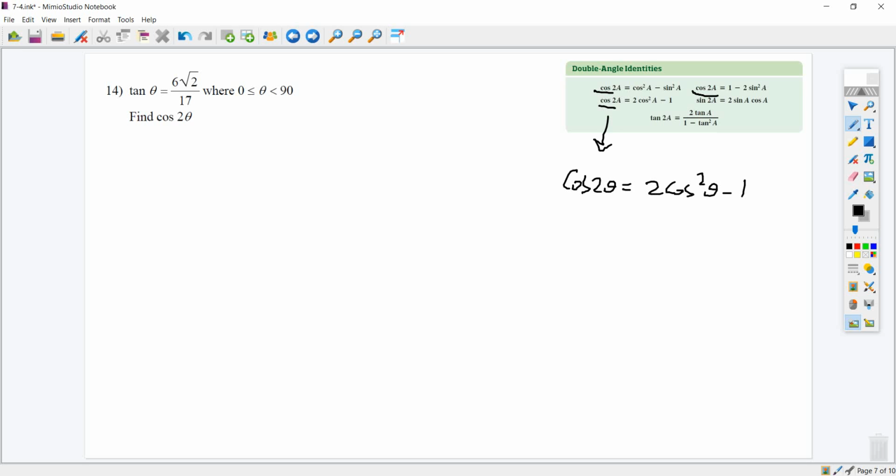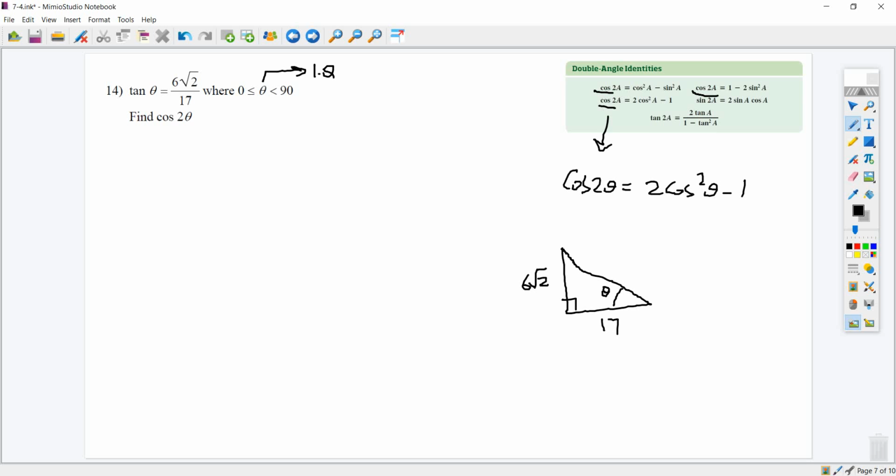Since I need to know what's cosine, but I'm given tangent, so guess what? Again, the triangle. We'll make the triangle here. Theta is somewhere here. By the way, remember where this belongs to? That's the first quadrant, right? So tangent is opposite over adjacent. So opposite of the angle theta is 6 root 2 and the adjacent is 17.